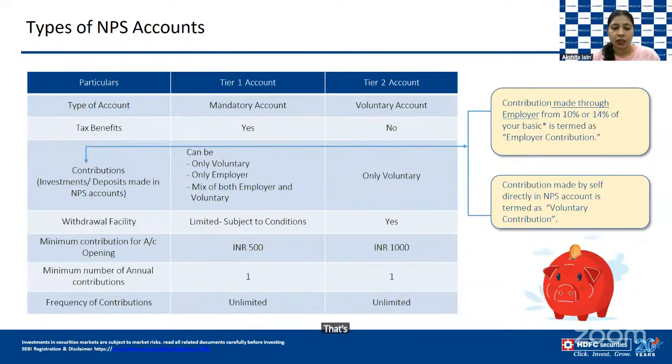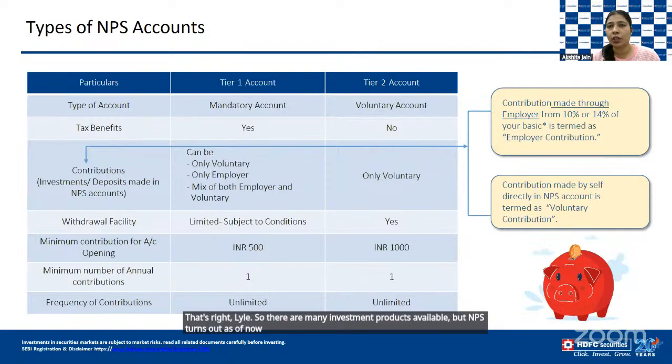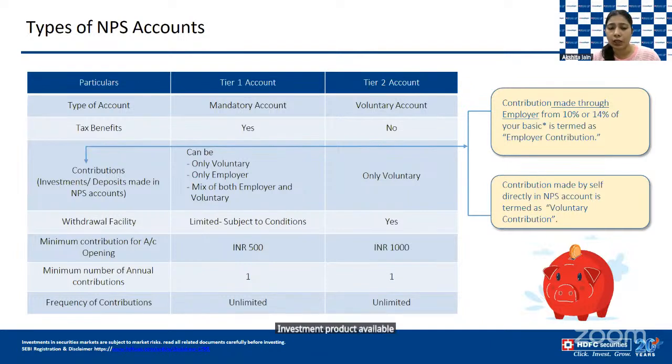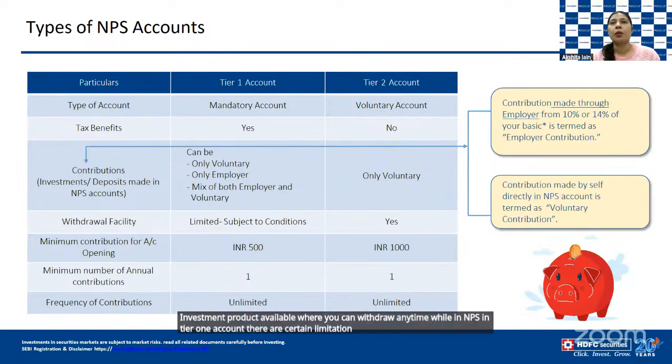That's right, Lyle. So there are many investment products available, but NPS stands out as of now as the best investment tool available for tax benefit because of its flexibility, its tax benefit, and the systematic approach to invest in a product. Unlike other investment products where you can withdraw anytime, in the NPS tier one account there are certain limitations because the whole purpose of investing in NPS is that you will get a good retirement corpus, as you will get a steady pension when you purchase an annuity while taking an exit, right?